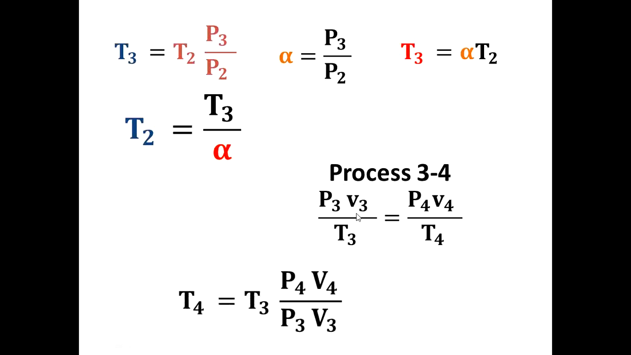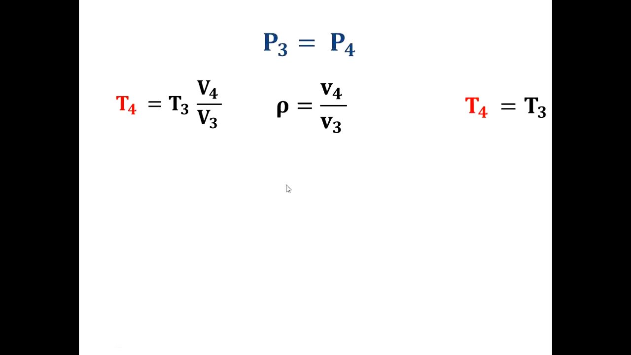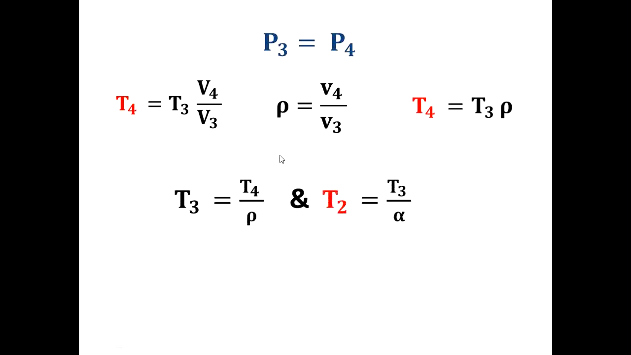Therefore, process 3 to 4 is P3 V3 by T3 is equal to P4 V4 by T4. Therefore, T4 is equal to T3 V4, then P4 by P3 will get cancelled, definitely P3 is equal to P4. T4 is equal to T3 into V4 by V3. Therefore, rho is equal to V4 by V3, and T4 is equal to T3 into rho. T3 is equal to T4 by rho. You can note this one: T3 is equal to T4 by rho, T4 is equal to T3 rho.